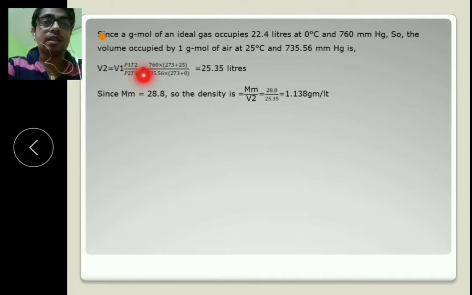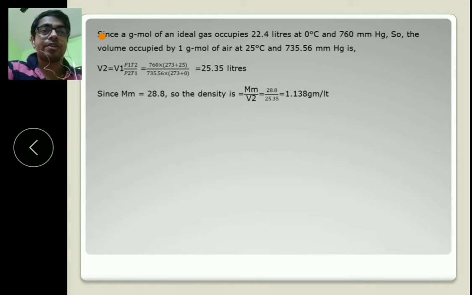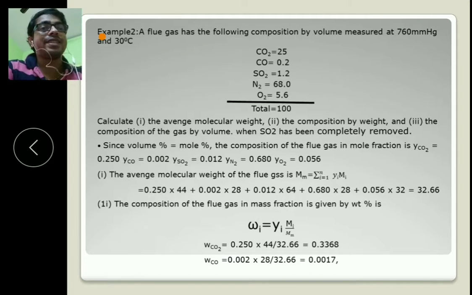v1 is 22.4, you have to write here. Then p1 is 760, t1 is 0 degrees centigrade, in Kelvin 273 plus 0, and p2 is given, and t2 is 25 degrees centigrade, in Kelvin 273 plus 25. From that we will get a volume of 25.35 liter. Average molecular weight is 28.8, and the density is average molecular weight by volume, and that is 1.138 gram per liter. Next page, example 2.